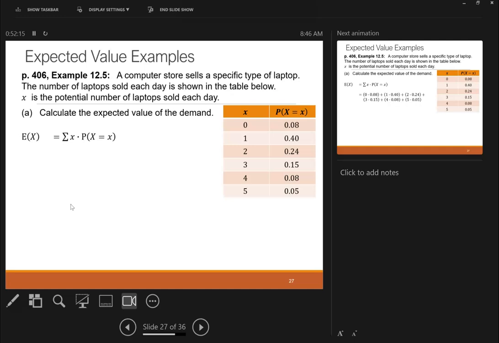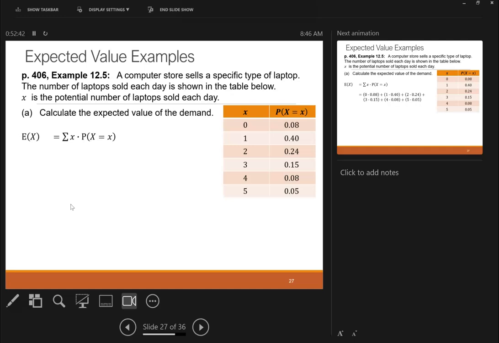Let's look at our next example. So a computer store sells a specific type of laptop. The number of laptops sold each day is shown in the table below. X is the potential number of laptops sold each day. Calculate the expected value of the demand.